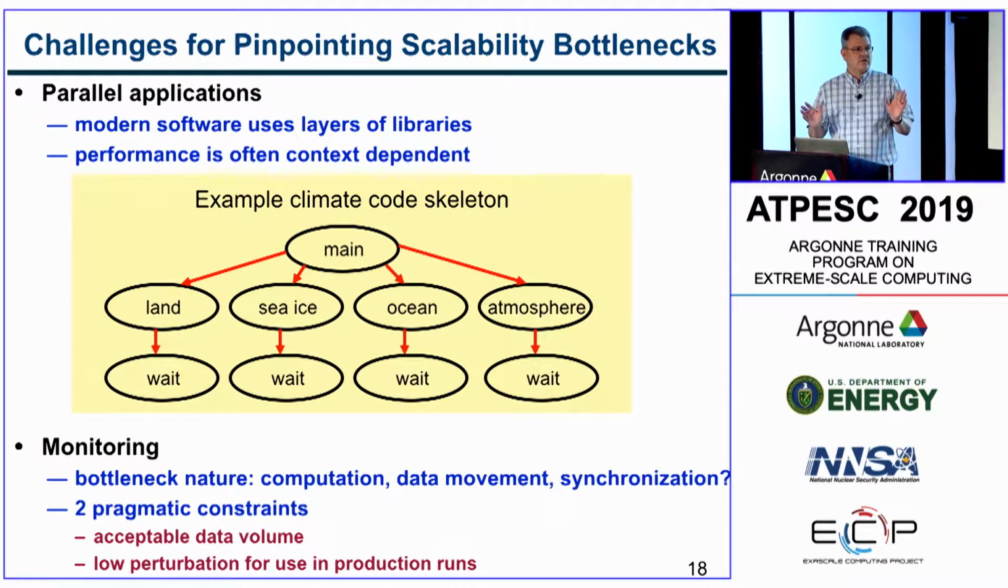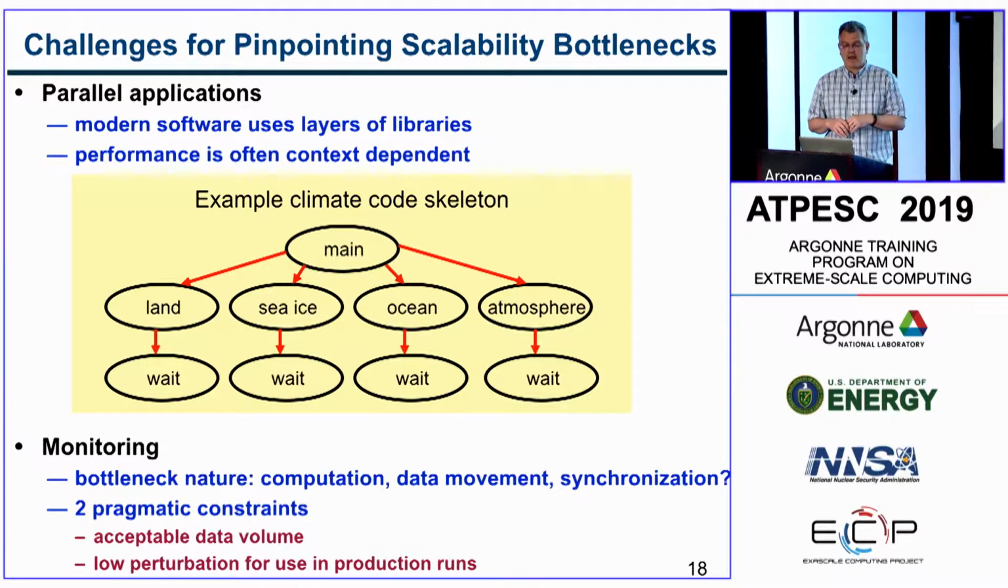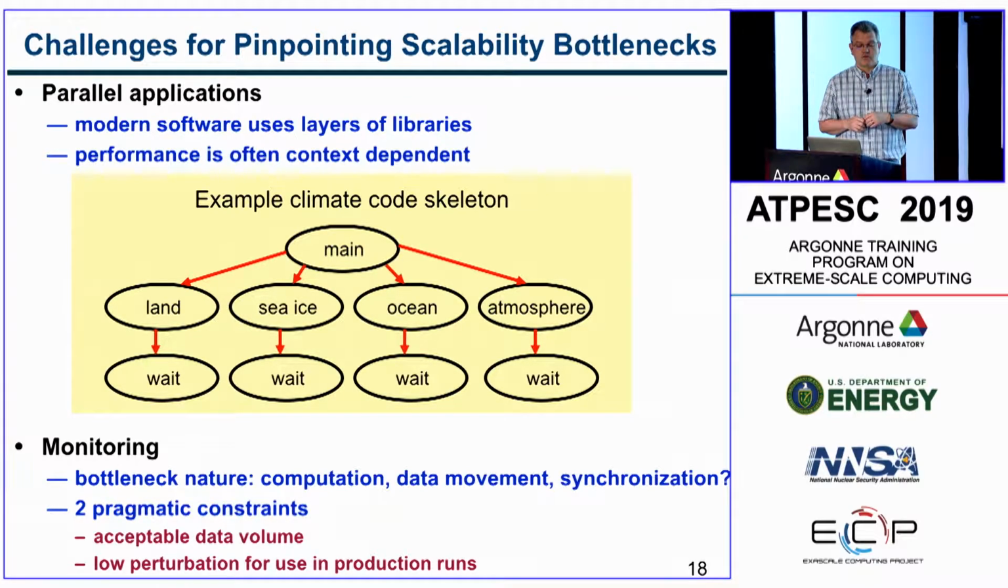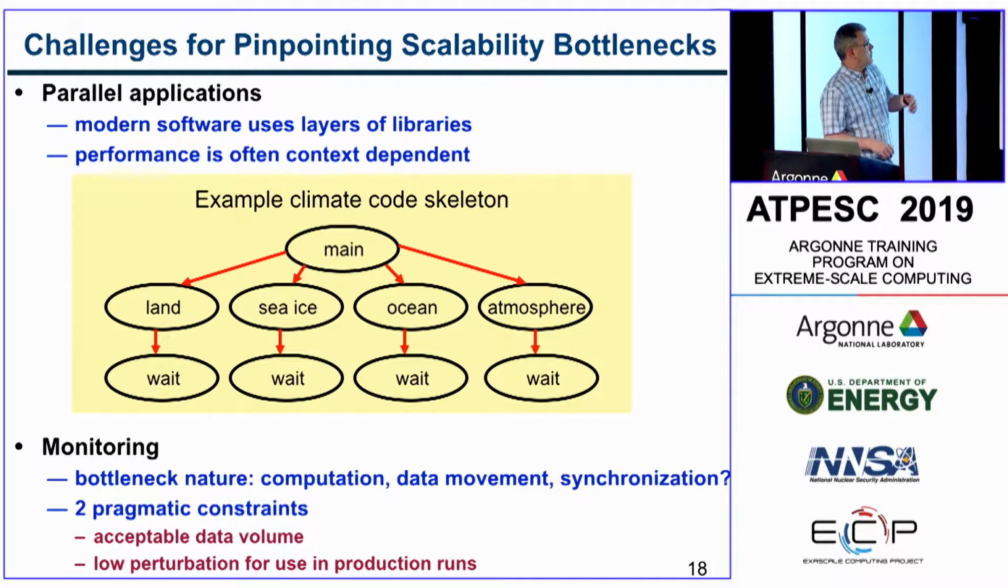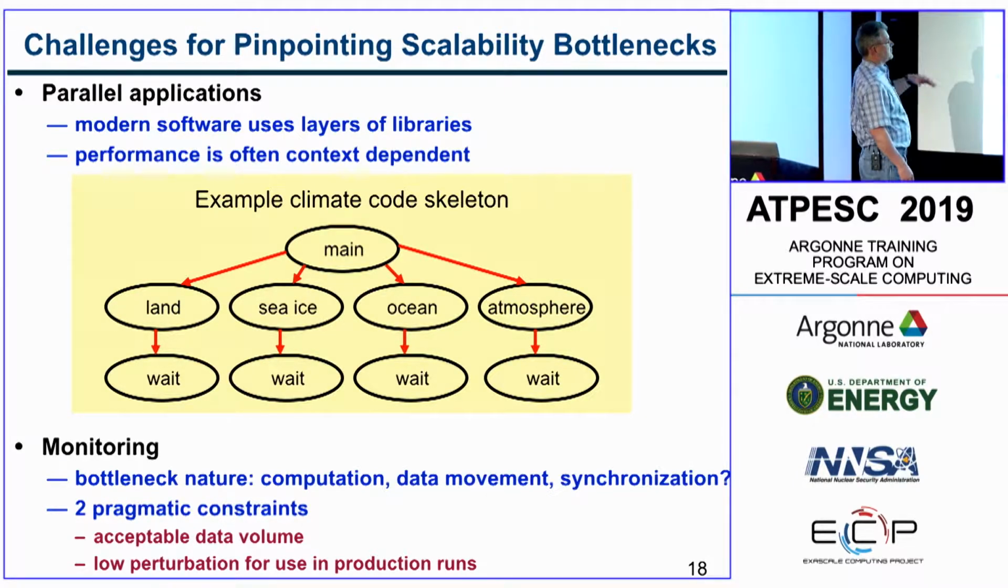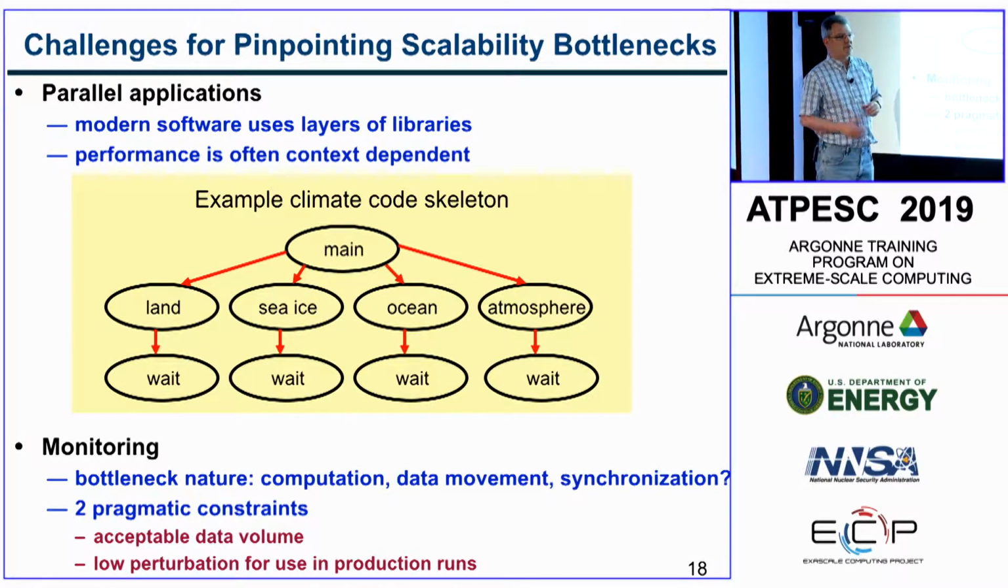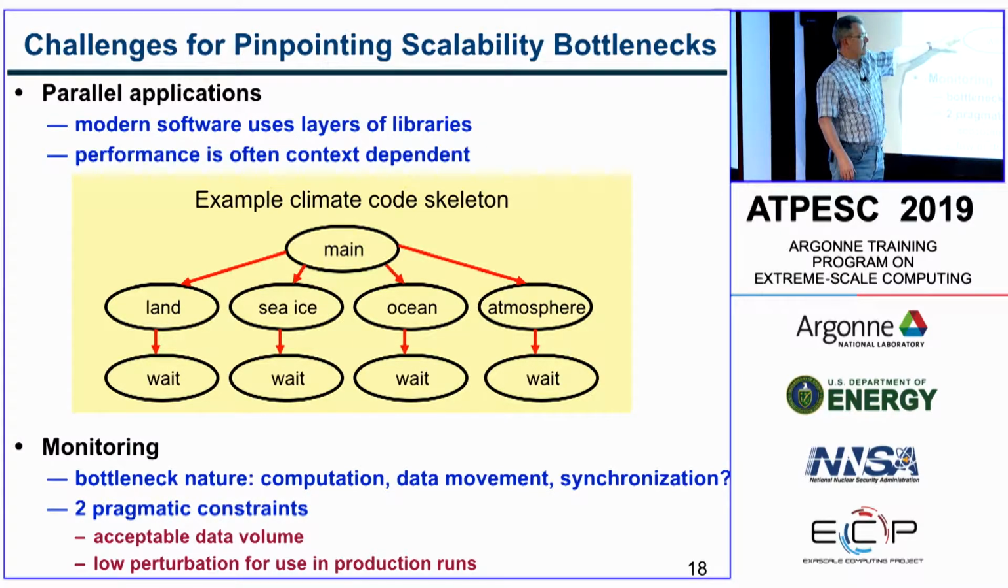So let's consider an example here. Let's say we have a couple of climate applications. Modern applications use lots of layers of libraries. There are solver libraries that are using core math libraries, and there's MPI and whatnot. And so we have our climate application that's doing land and sea ice and ocean and atmosphere simulations, and at the bottom, MPI wait inside each of them.